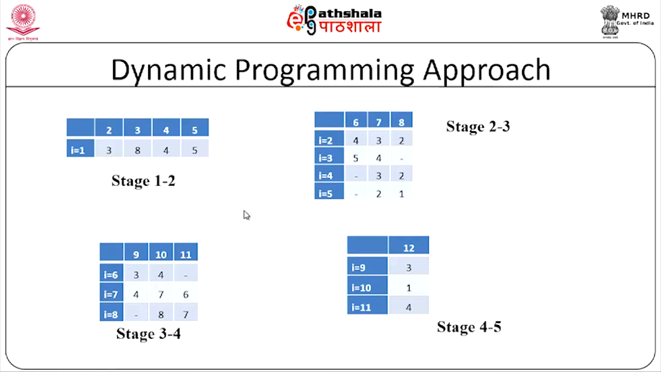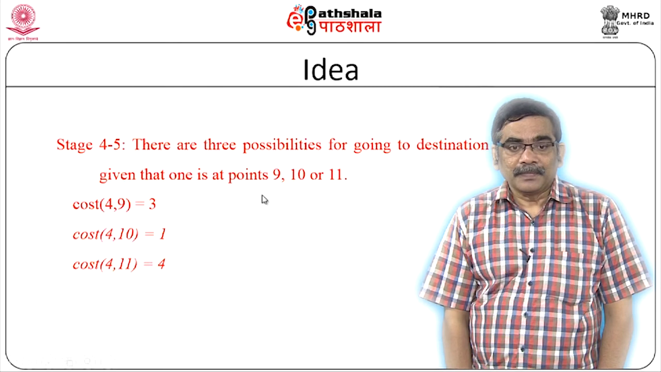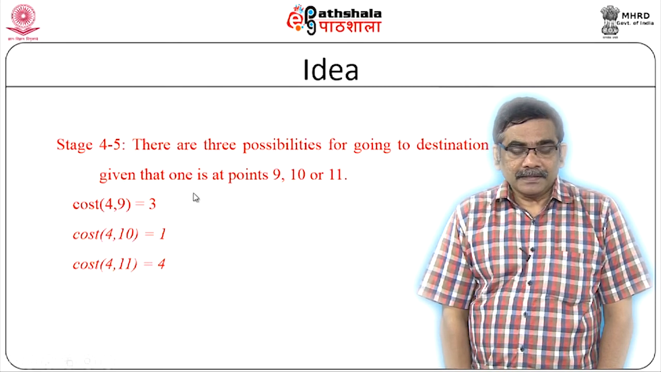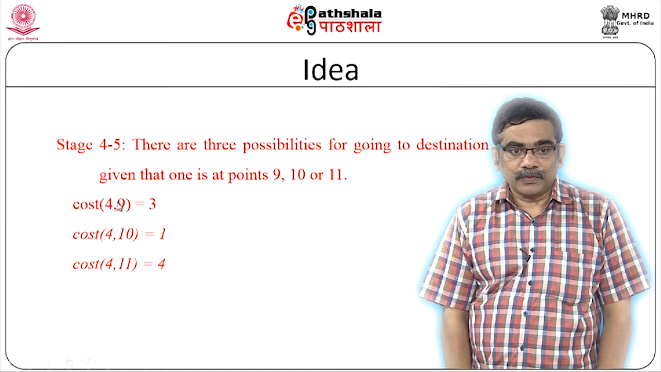So, we have two types of reasoning. One is forward reasoning and another is backward reasoning. In backward reasoning, we start from your destination. First you try to solve the problems that lead to your destination, then from right to left you are coming towards your source. So, given this particular scenario, now we will take the last stage and then we will try to solve. So, from the last stage means stage 4 to 5.